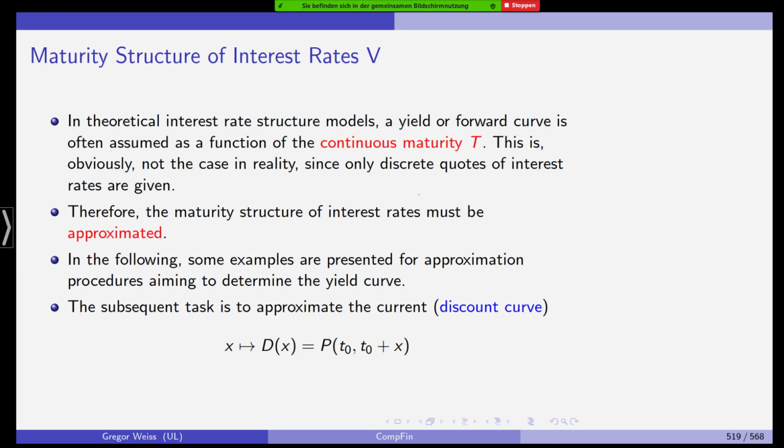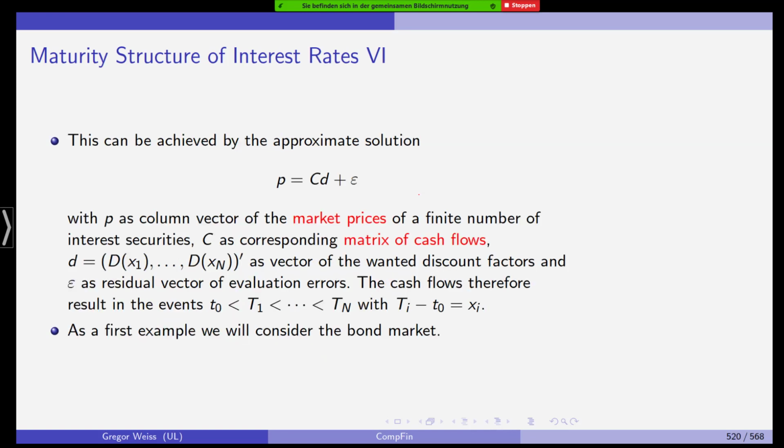Now, what we need to do is approximate the current discount curve. That is, x is defined as a function d of x, and this function d, the discount curve, is given by the zero bond price for a maturity from t0 to t0 plus x. So for example, if x is 5 years, this would be the zero bond price of a zero bond that runs for 5 years. Now, this can be achieved by the approximate solution, P equals C times D plus epsilon.